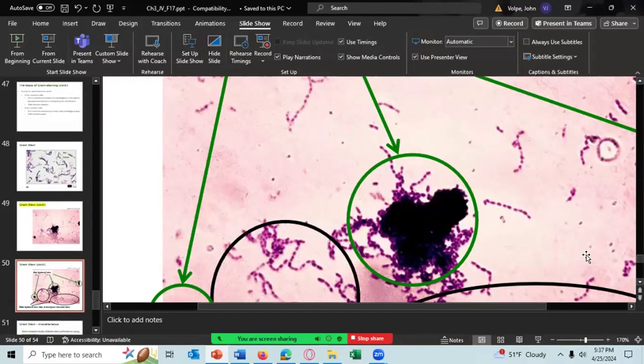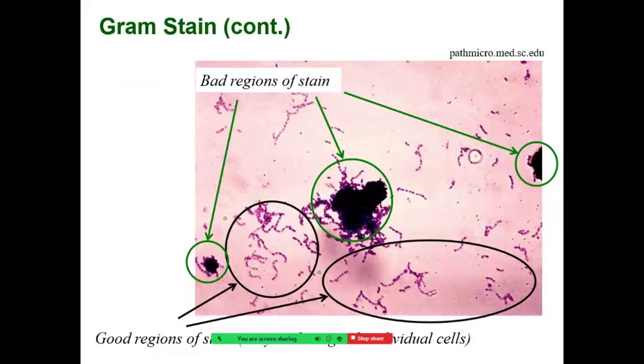So you should not look at the slide in the bad regions where there are crystals of crystal violet. You should look at the slides in the good region where the crystals are not and where the cells are also in a single layer thick.